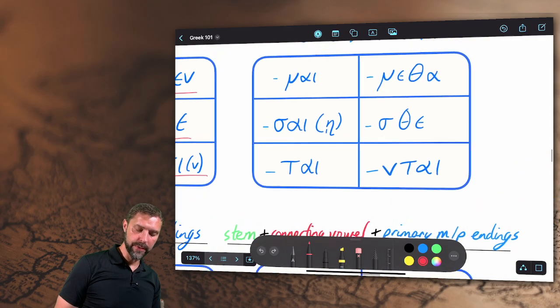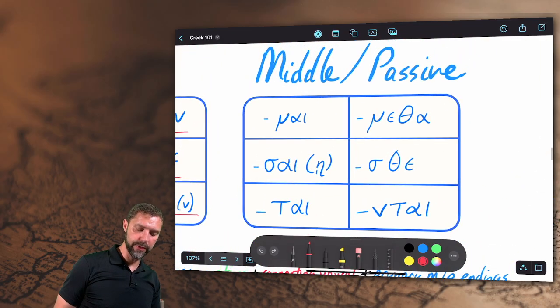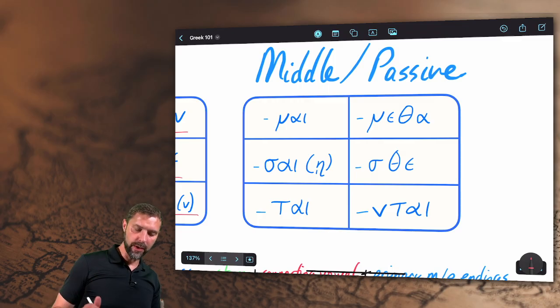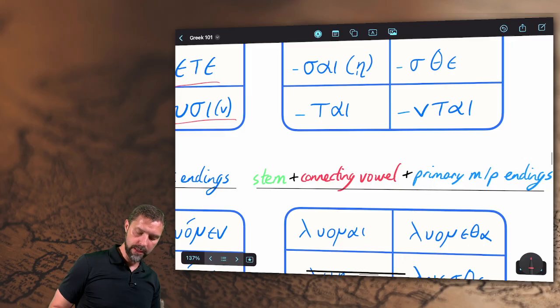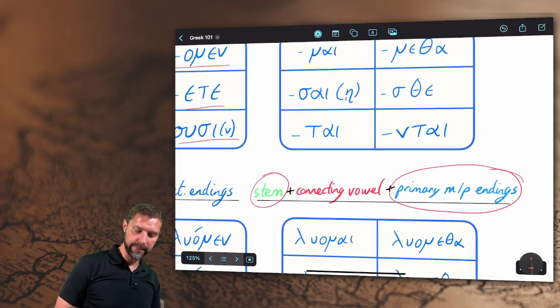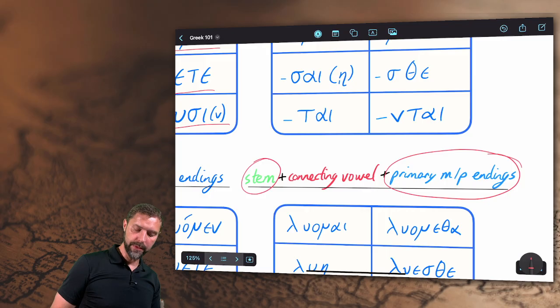Okay, back up to this one. This one has a little bit of complexity to it. I've got the omai, ei, etai, ometha, esthe, ontai system. And I will combine that set of endings with the stem. So I will do something like what I did above. I'll put stem plus primary, middle, passive endings. That's this set of endings. Okay, so I'll put those together.